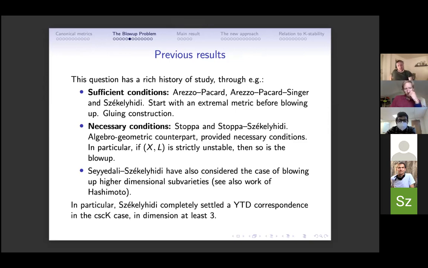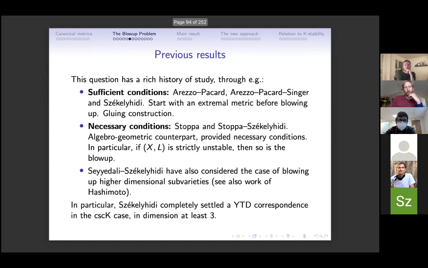And the strongest result in the point case is due to Székelyhidi, who completely settled a YTD correspondence in the cscK case when the dimension is at least two, saying that it's exactly captured by an algebro-geometric criterion, and saying what that algebro-geometric criterion is in this case.